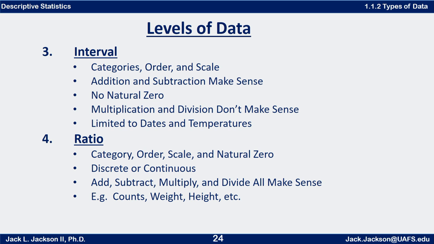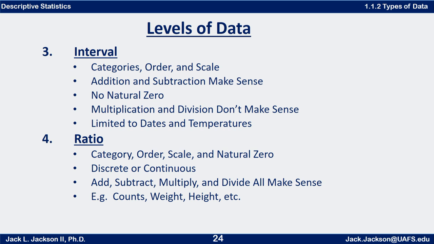So it does make sense to say, for example, a temperature going from 10 degrees to 20 degrees is going up by 10 degrees. And going from 20 to 30 is also going up by the same amount. So additions and subtractions do make sense. But going from 10 to 20 is not necessarily doubling the temperature. That doesn't really make sense. So that's why temperatures are interval rather than ratio.